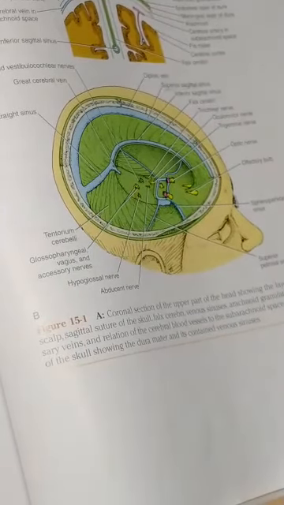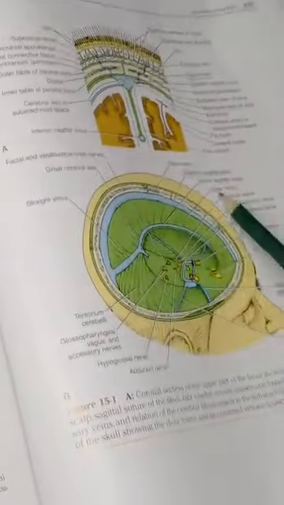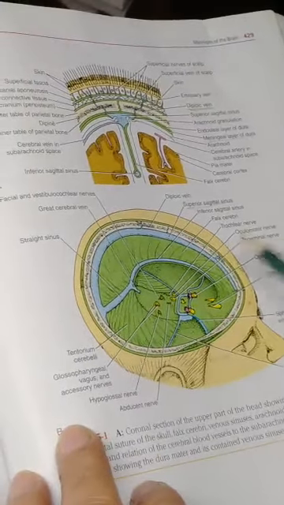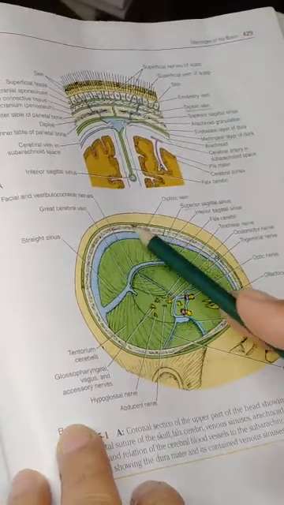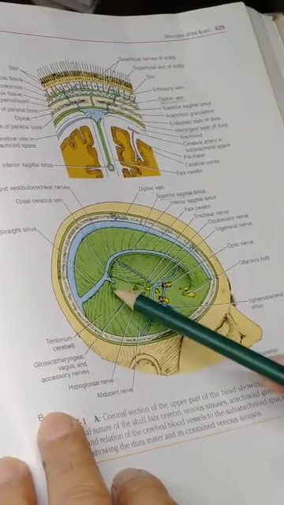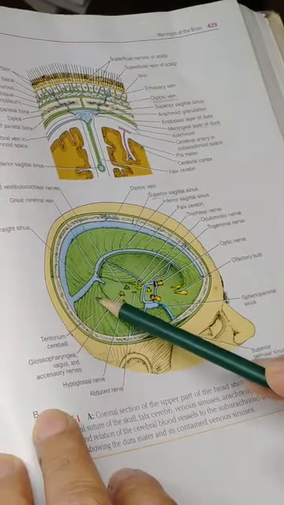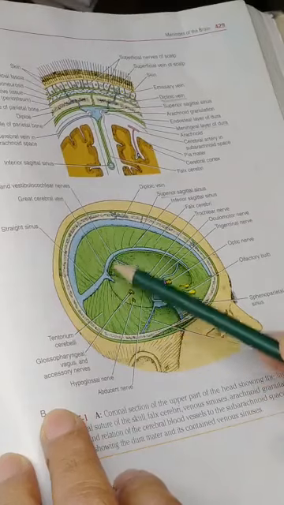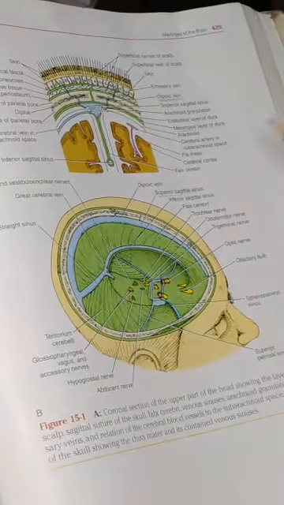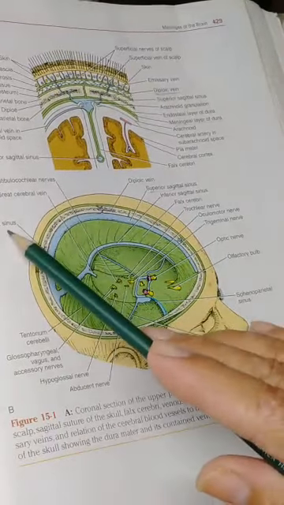The middle cerebral veins usually drain into the inferior sagittal sinus. Okay. Now, at the junction between the tentorium cerebelli, this one, and the falx cerebri, at the junction is another sinus. We call that the straight sinus.